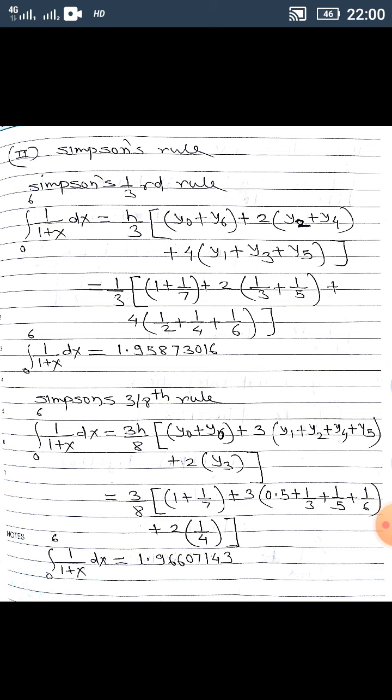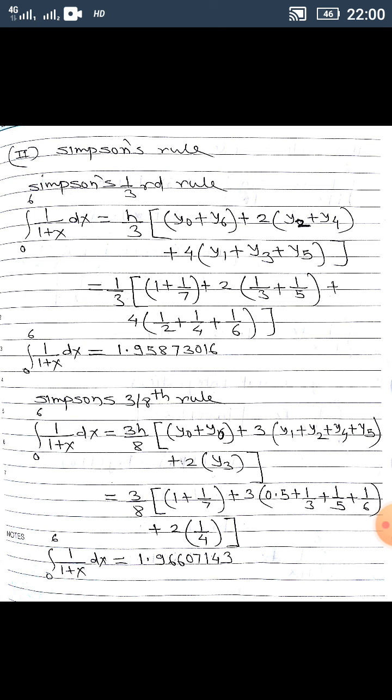Next, Simpson's 3/8 rule. Integration 0 to 6, 1 upon 1 plus x dx is 3h by 8 times y0 plus y6, that is first and last, plus 3 times y. How many terms exist? That much we have to write. 3 times y1 plus y2 plus y4 plus y5 plus 2 times y3. Okay, so the multiple of 3 is y3, plus the y6 term. Already y6 we have written in the first and last term, so don't write it again. There should not be a repetition of first and last. Those are unit elements, write them only once. y0 plus y6 plus 3 times y1 plus y2 plus y4 plus y5, plus 2 times y3.